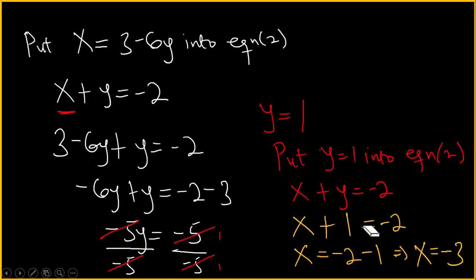So our values for x and y, therefore, x is equal to negative 3, y is also equal to 1. So we have x to be negative 3, y to be 1. And using any of the methods, either elimination or substitution, you should be getting these values of x and y.